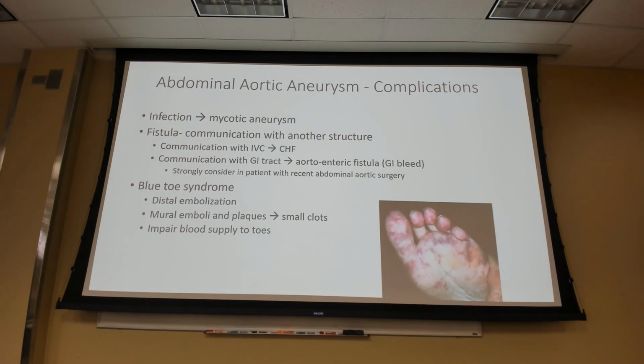All right, so what are the complications we can have? Like we talked about, infections, we can get a mycotic aneurysm. I'm thinking of a fistula, which can be concerning. So that's something we have to consider, any communication with another structure. Sometimes you'll see a patient that might have an AAA, and they start to have signs of heart failure. That should raise our suspicion that they may have some sort of fistula or communication with another structure. Commonly the AAA can have a communication with the IVC, and it leads to a high output heart failure. So that's something to consider, especially in a known patient with an abdominal aortic aneurysm.